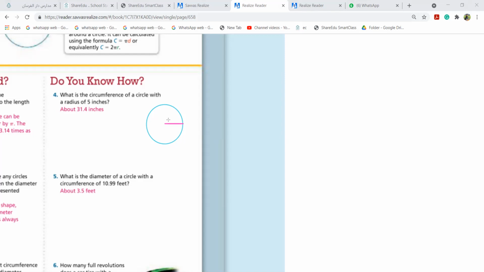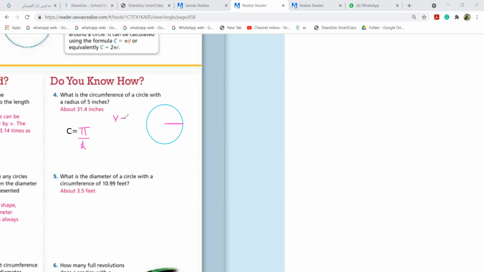How much is it? What is given in the question? Read the question, Zishan. What is the circumference of a circle with a radius of 5 inch? Okay, what is the formula of C? C equals pi d. Right? Zishan, did they give you the d? Did they give you diameter in the question? No. They gave you R.